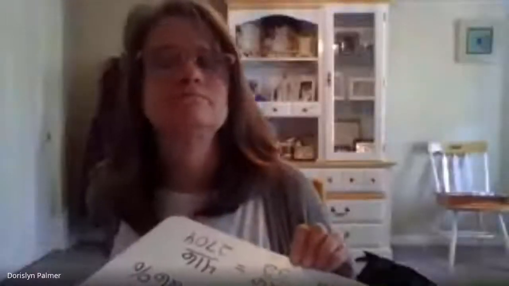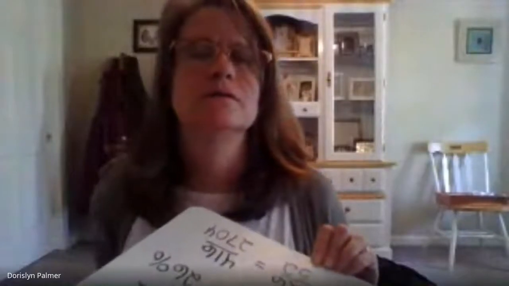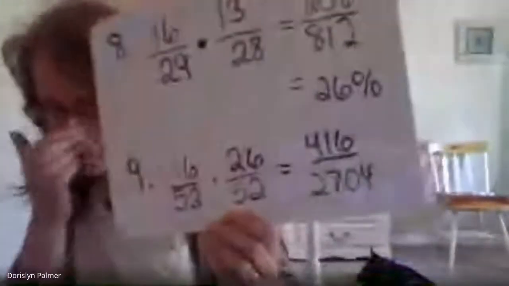Lauren, what did you get when you multiplied that? 416. Right, you have it, Nathan? I said 416. Yes, good. Okay, Lauren, how about the bottom? 52 times 52. You're muted, Lauren. Sorry. I got 2,704.